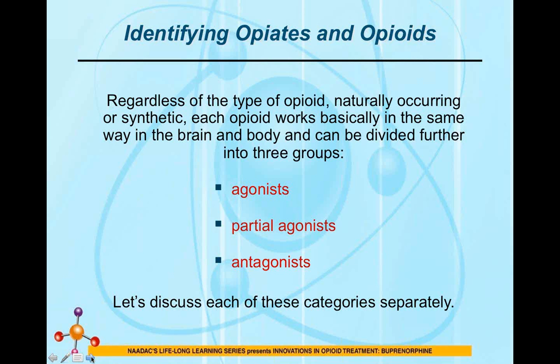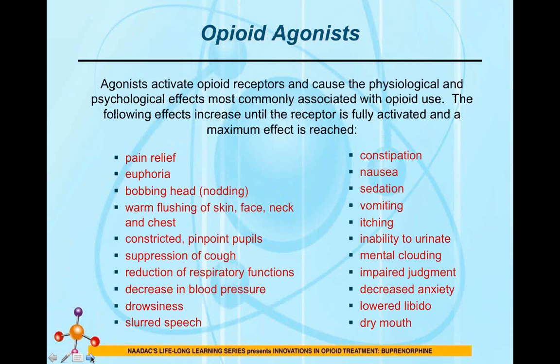So it would be agonists, partial agonists, and antagonists. And we're going to talk about each of those three categories. Regardless of whether it's heroin or OxyContin, those all fit in the same category and affect the body and the brain the exact same way. But something like Naltrexone affects it in a different way, but again, within these three categories. So let's talk about agonists first.